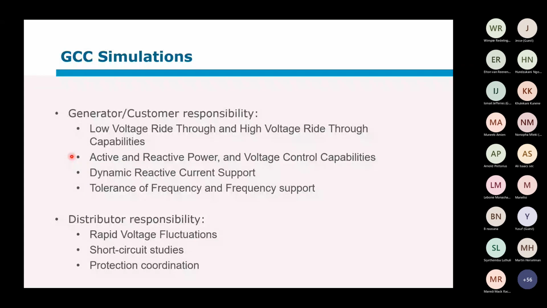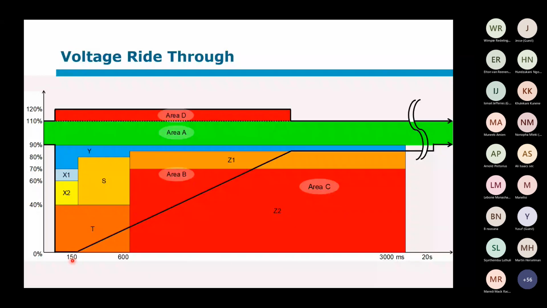Dynamic reactive current support, that is during these kind of dips, the request is that the generator actually injects reactive power to assist in supporting the voltage so that you reduce the magnitude of these dips. Tolerance of frequency and frequency support, that links back to the previous graph. So that's the customer's responsibility to prove via simulation. The simulation report ultimately should be signed off by RETEC.